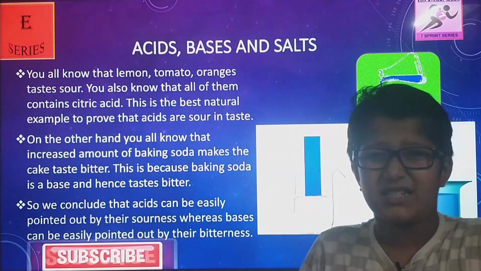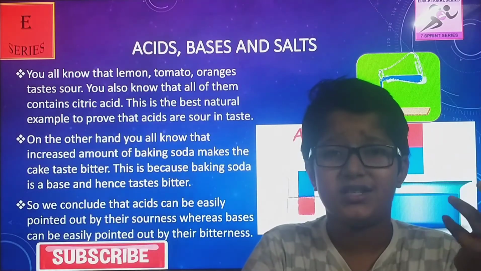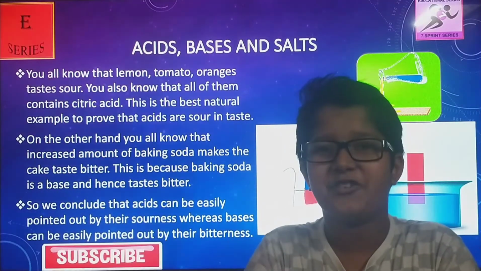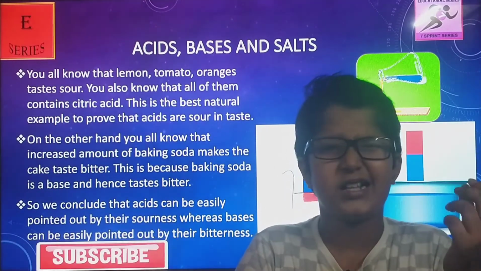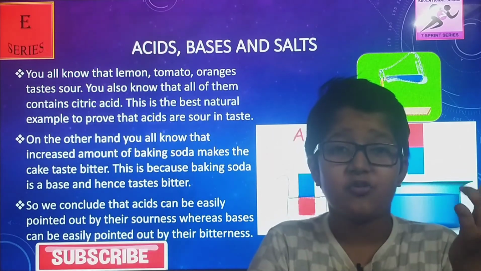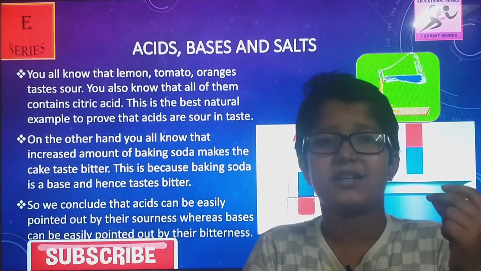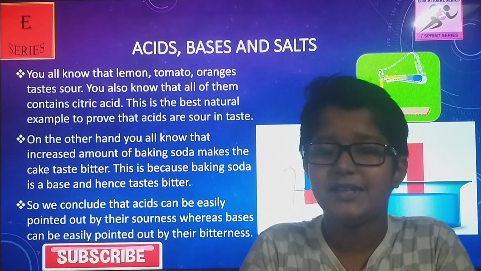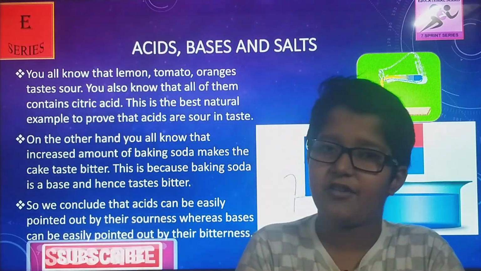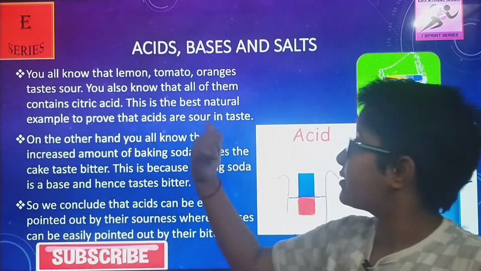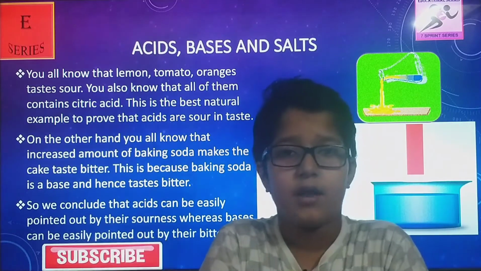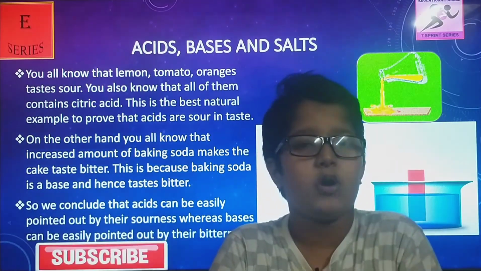Tomatoes, oranges, lemons, amlas, if you have tasted them, and I'm sure you have, they taste a little sour. You can say in Hindi, khatta. That sourness indicates that these are acids, and for information, I can tell you that lemons and tomatoes contain citric acid. Now let's see how to consider bases.